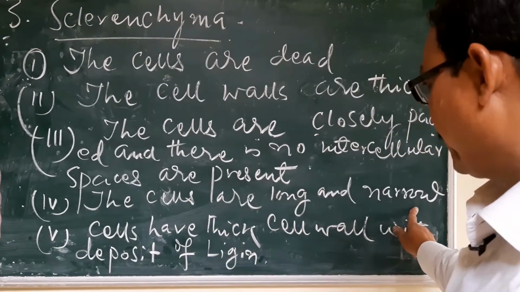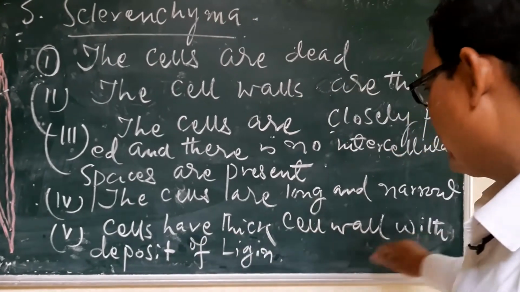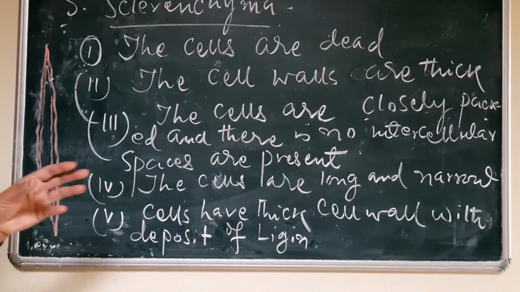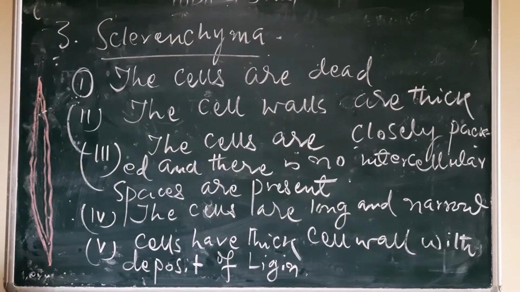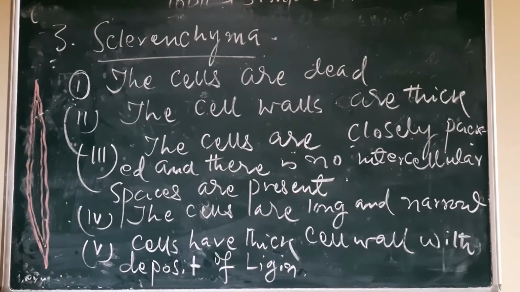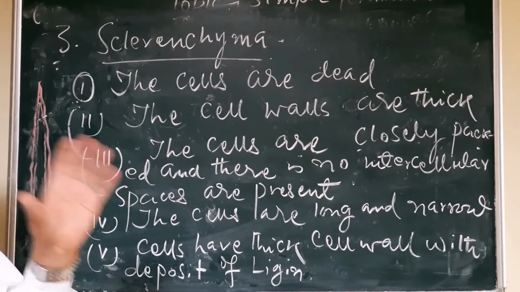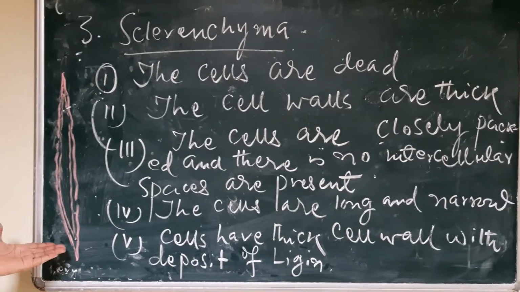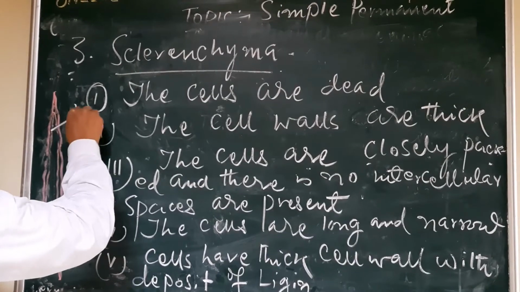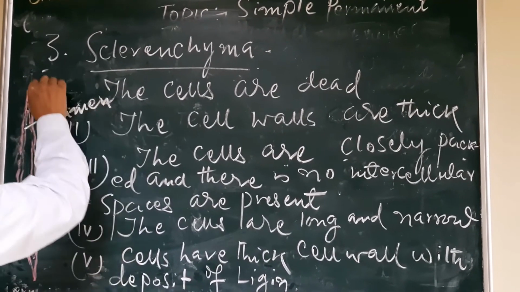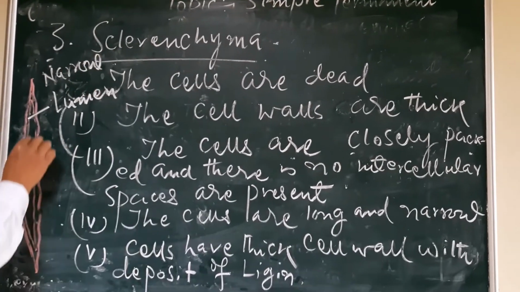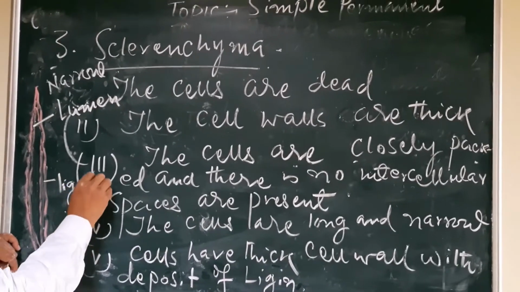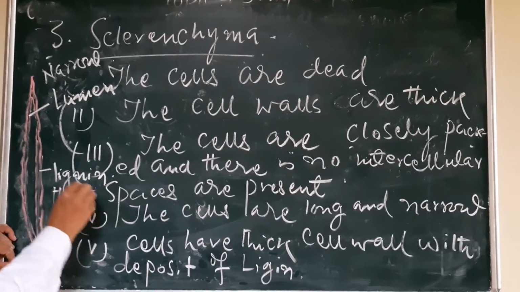The cells are long and narrow. The cells have thick cell walls with deposit of lignin. Lignin is a chemical substance which acts as a cement, and its deposition within the cell wall may prevent some substances from entering into the cell. And here is a simple diagram. It is already in your book also. It is a lumen, L-U-M-E-N, a narrow lumen, and this is the thickened lignin, the thickened cell wall.